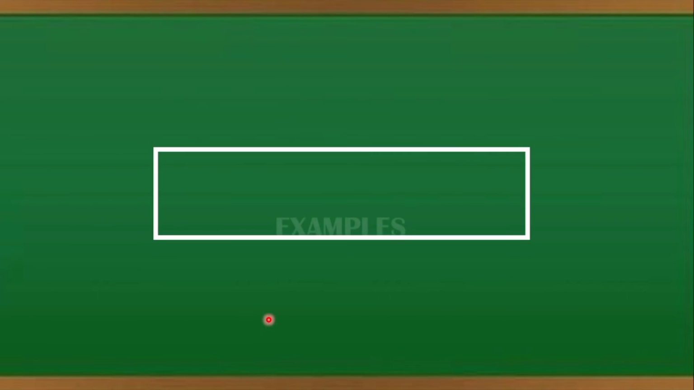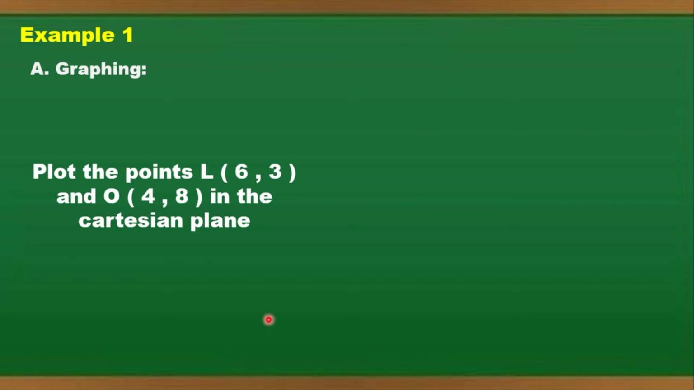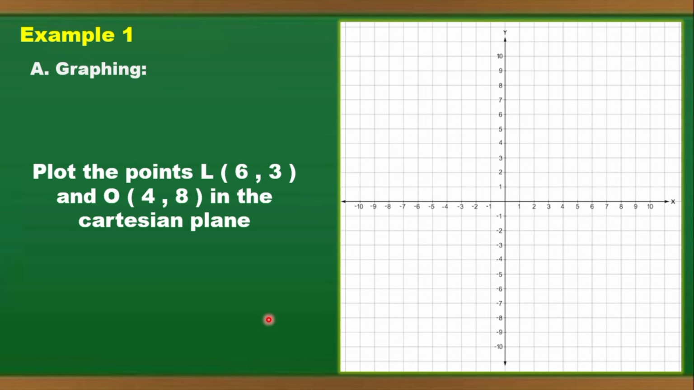Let's proceed to our examples. Example number 1. Plot and solve the distance between points. A. Graphing. Plot the points L, 6, 3, and O, 4, 8 in the Cartesian plane. We are supposed to find the points L and O. First, we have to find point L. It says 6 and 3.